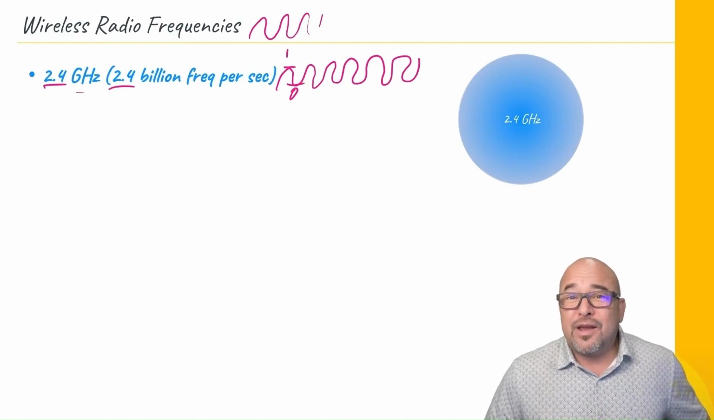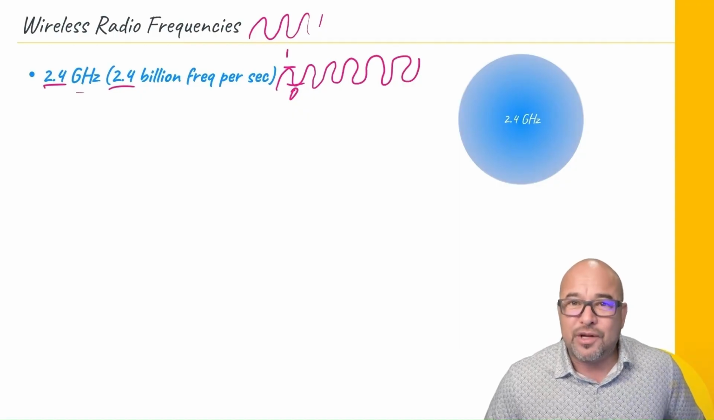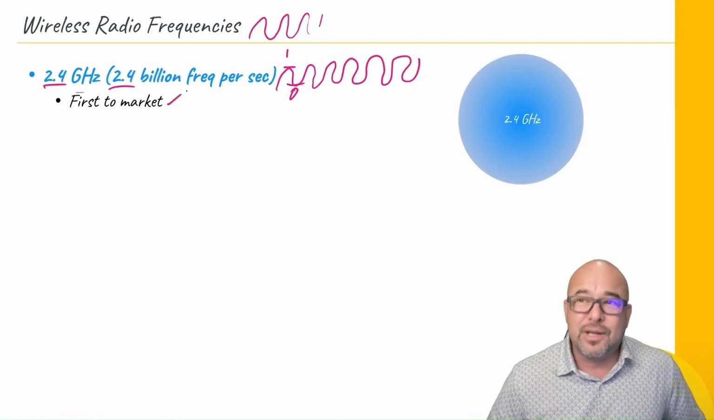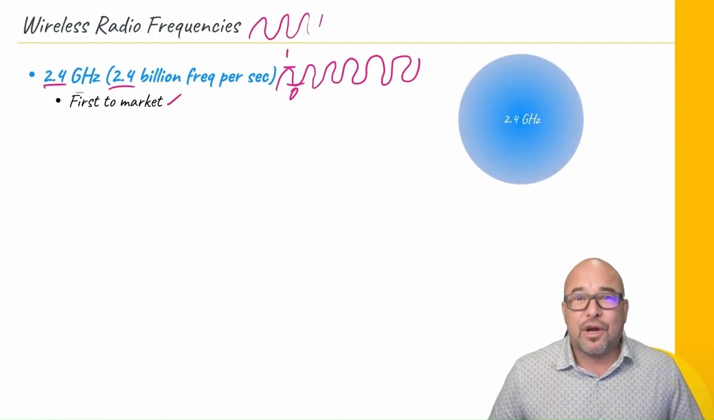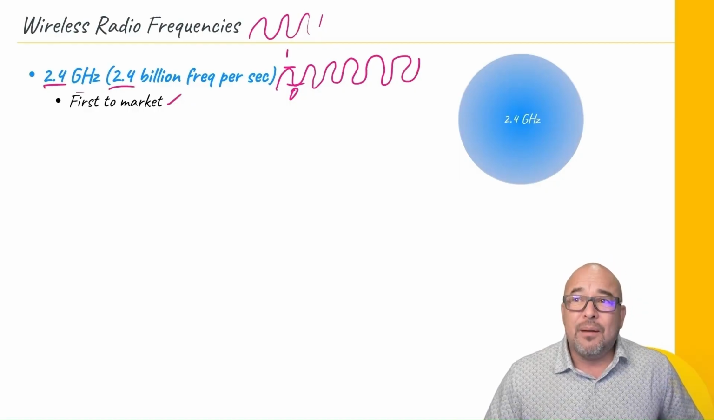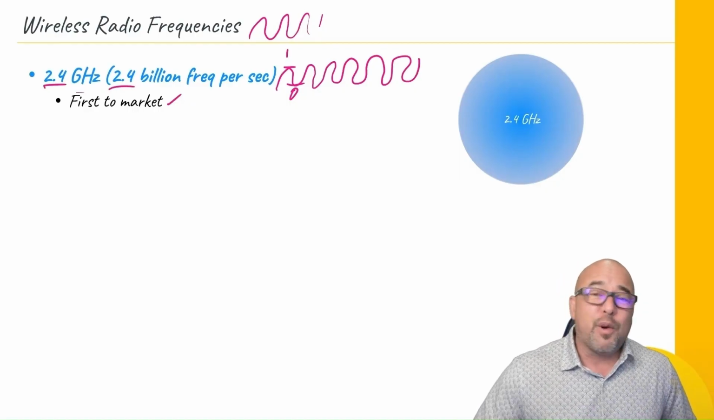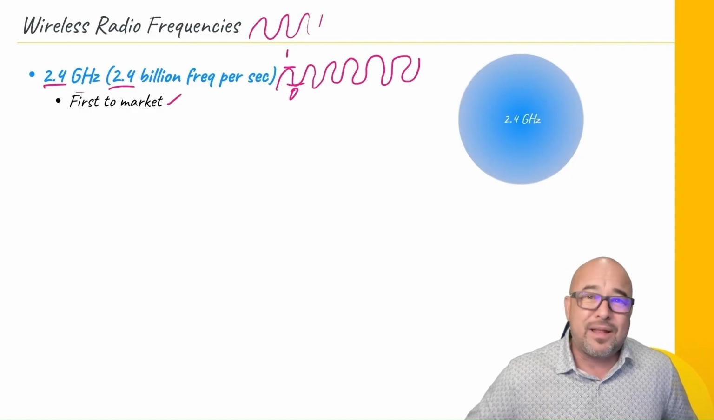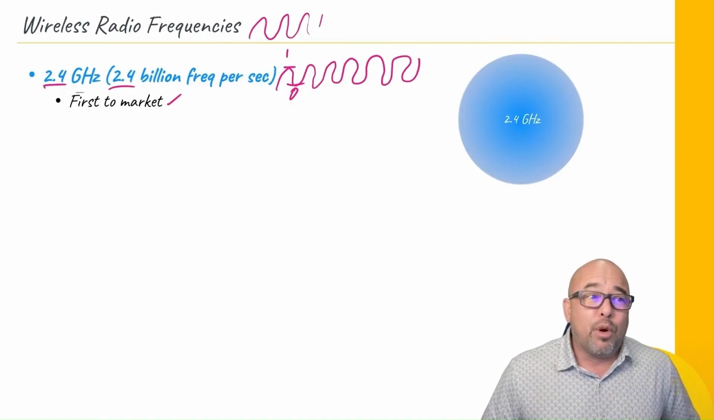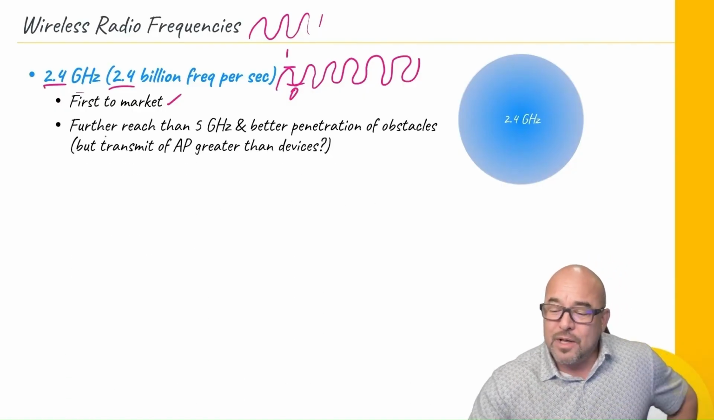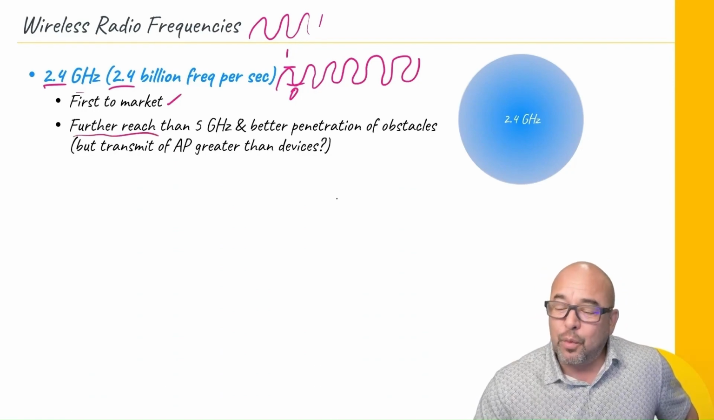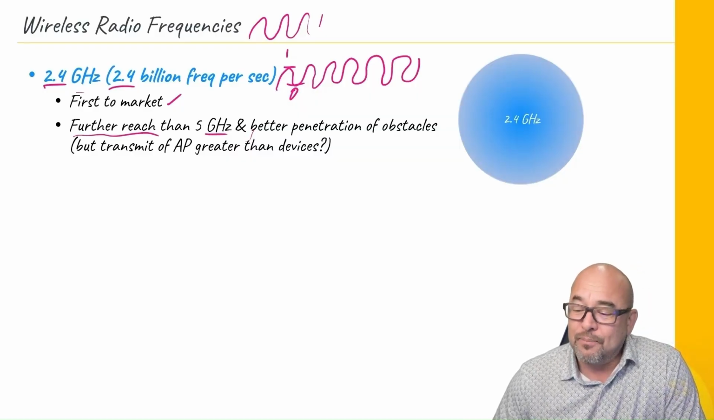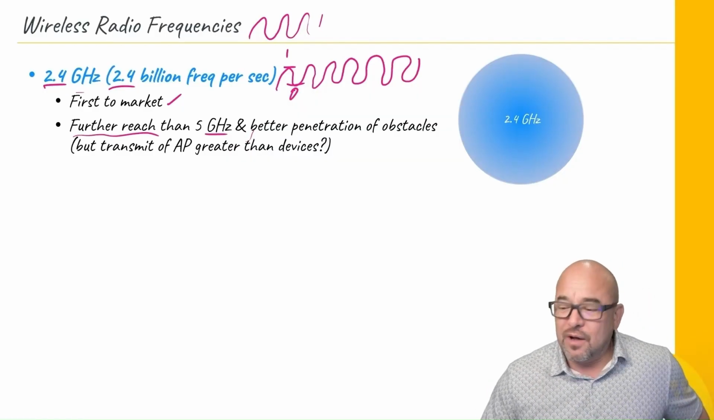Now, we're going to see a little bit later on that this doesn't actually seem to be ideal. There seems to be a better standard than 2.4 gigahertz, but it was the first to market. Actually, the 2.4 gigahertz and the 5 gigahertz both came out in about 1999. But the 2.4 gigahertz integrated circuits that made this available in various radios were more broadly available, so it kind of won the market. It also gives a further reach than 5 gigahertz, which was the other standard, and we'll talk about that more coming up. It also provides better penetration of obstacles.